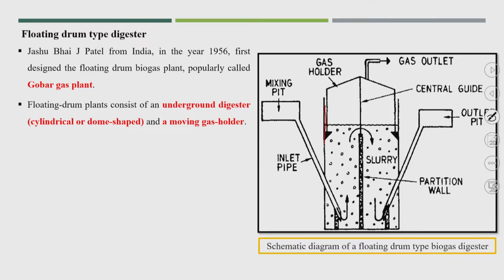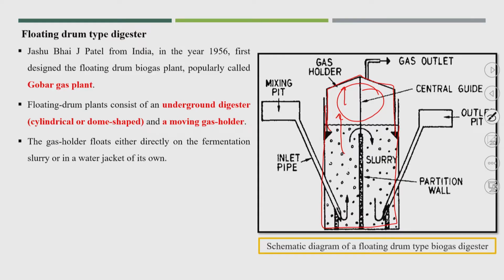This is the fixed part, and this dome is the gas holder. Once the gas is produced, it is stored in the gas holder, and as the gas quantity increases, this dome will go upward. The gas holder floats either directly on the fermentation slurry or in a water jacket of its own, because in this one there will be water, so that there will not be any leakage. So there could be a water jacket, or it can float directly on the waste.